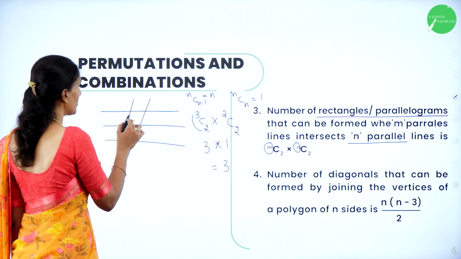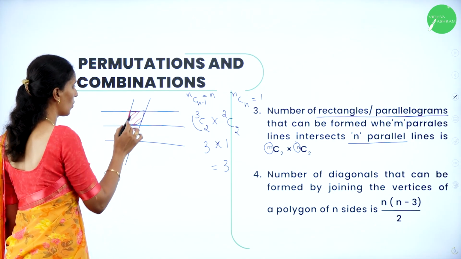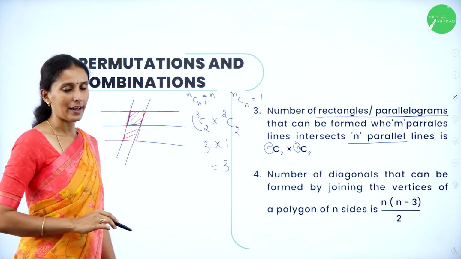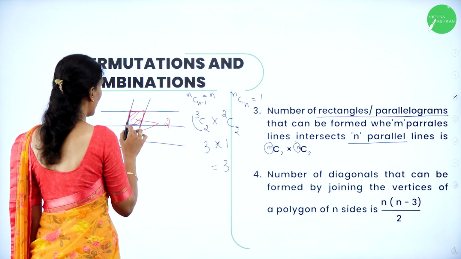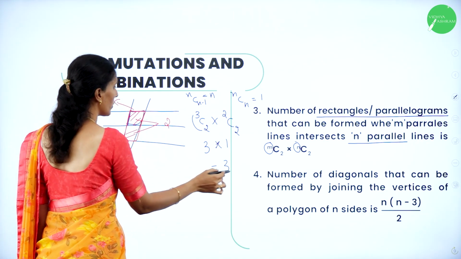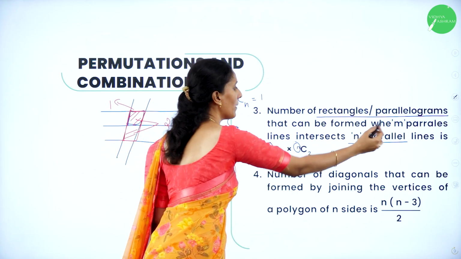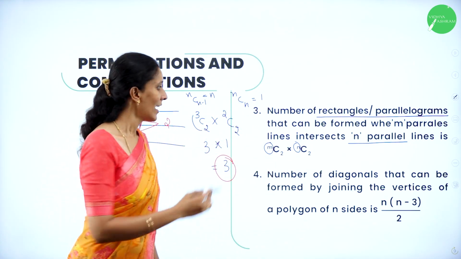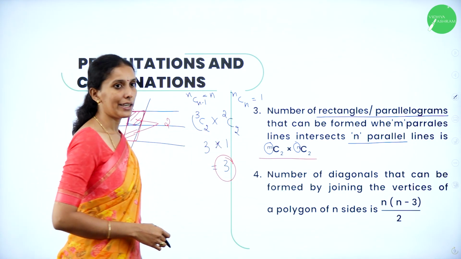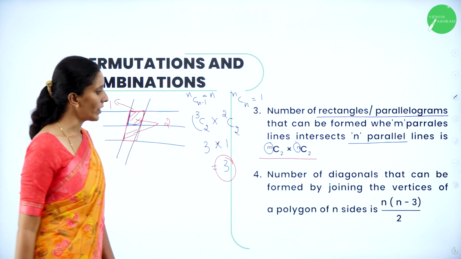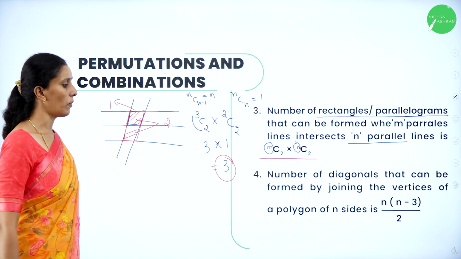Okay, so now let me check. So this is one rectangle. This is one rectangle, and this is one rectangle, or you can take it as a parallelogram. So the smaller 2 and the bigger one is 1. So 1 plus 2 is 3 rectangles or 3 parallelograms. Like this, when M parallel lines intersect N parallel lines, then the formula will be MC2 into NC2.